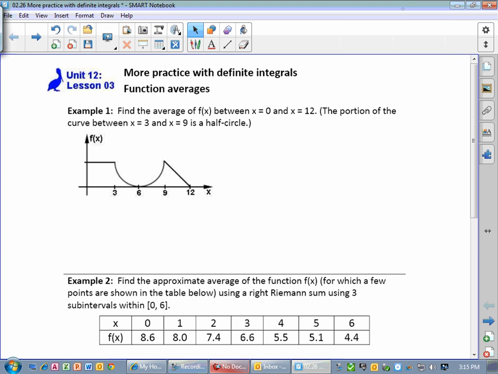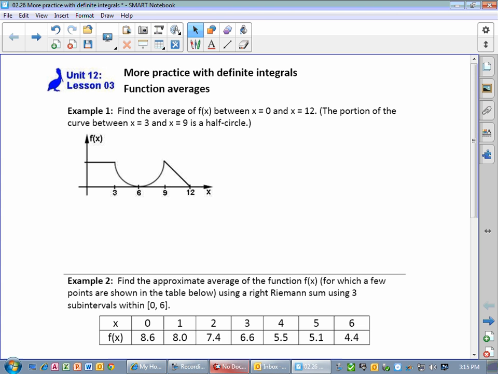Okay, so the first thing you should do is write down the average value of a function. Write down that definition we went over yesterday, the average value of a function. Write it down at the top of your paper in that open space. All right, so what was that definition? The average value of a function.